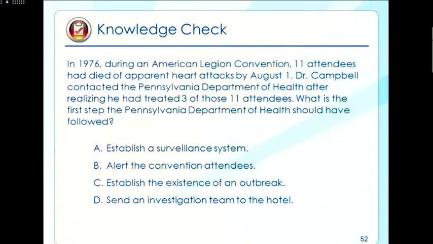So let's answer a few knowledge check questions that are based on what you have learned about Legionnaires' disease and the 10 steps involved in an outbreak investigation. In 1976, during an American Legion convention, 11 attendees had died of apparent heart attacks by August 1st. Dr. Campbell contacted the Pennsylvania Department of Health after realizing that he had treated 3 of those 11 attendees. What is the first step that the Pennsylvania Department of Health should have followed? The first step would be to establish the existence of an outbreak.